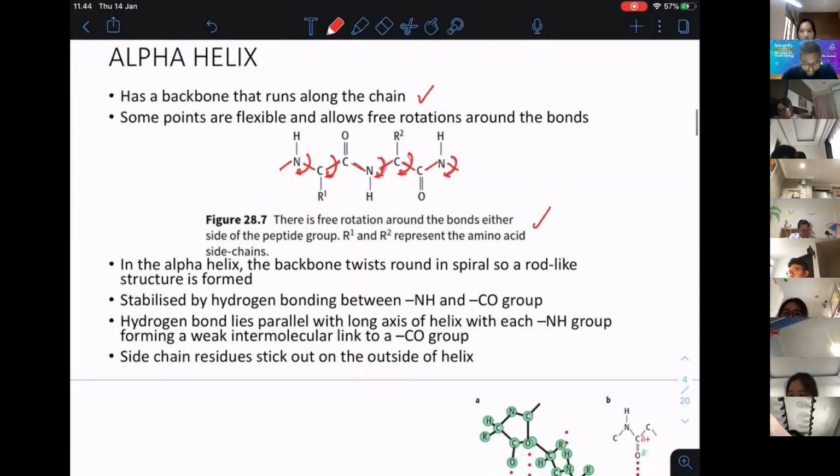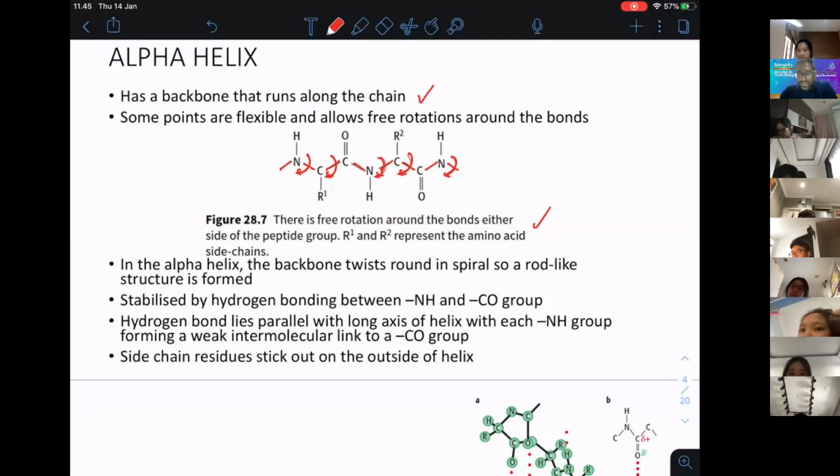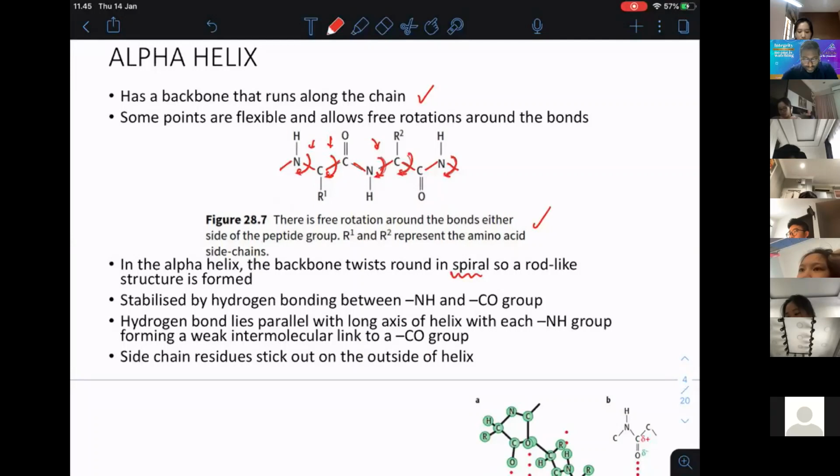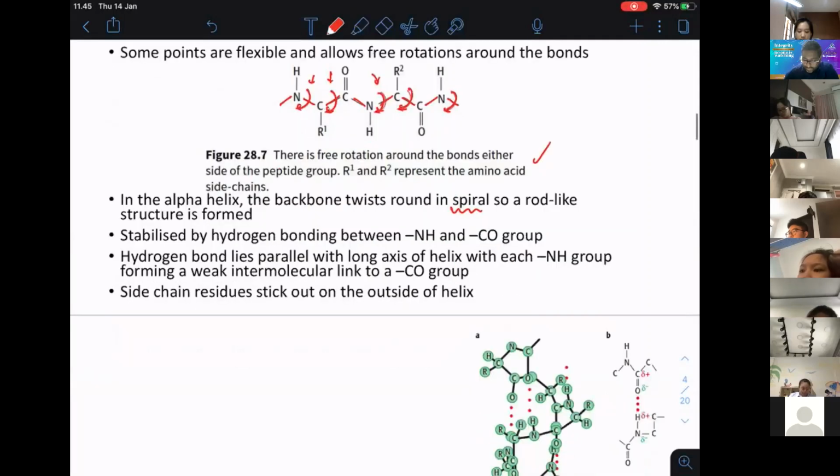In the alpha helix, the backbone twists around so a rod-like structure is formed. Why can it be twisted? Because there is free rotation. You can see these are the parts of free rotation, so they are flexible and can be twisted. They form a spiral, and it is stabilized by hydrogen bonding between NH and CO groups. Later I'll show you the hydrogen bonding.